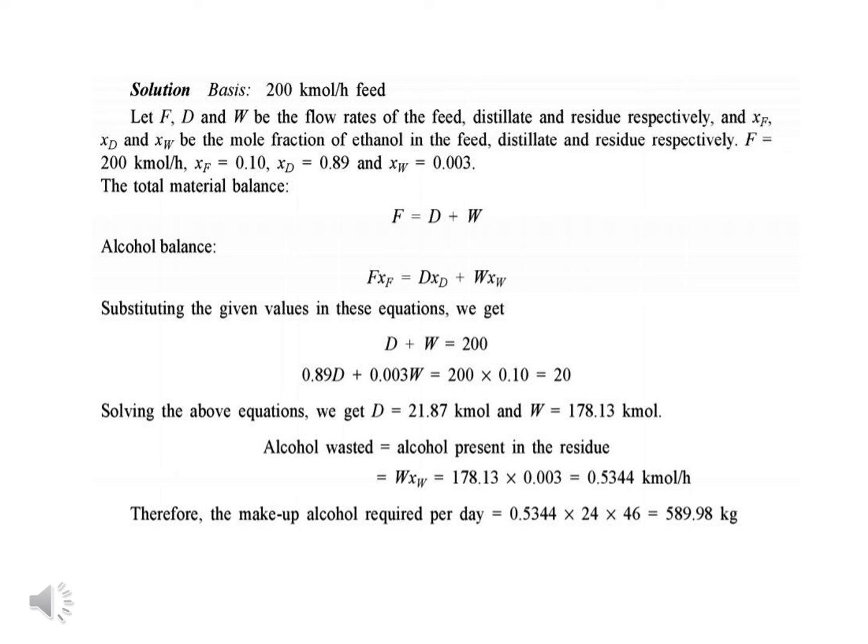Therefore, to make up the alcohol required per day, we multiply by 24 into 46, which is equal to 589.98. Per day we have 24 hours, and the molecular weight of ethyl alcohol, to convert kilomole into kg, is 46. So finally we get the required amount of ethyl alcohol to make up the process, in terms of kg, as 589.98. So these are all the material balances over the distillation process.